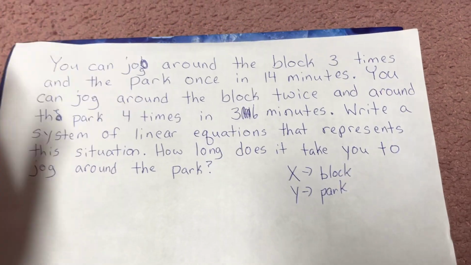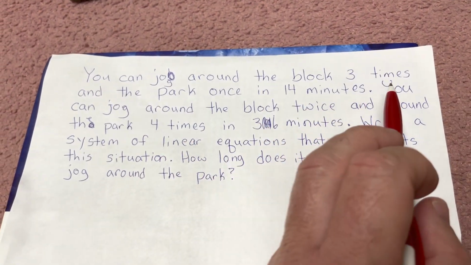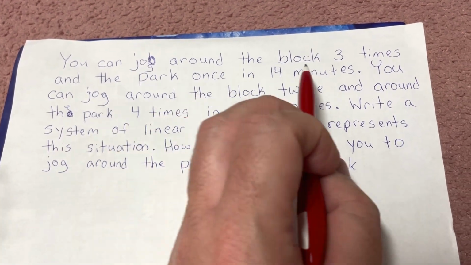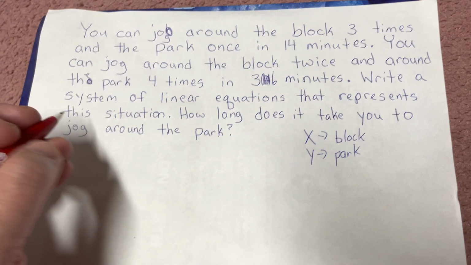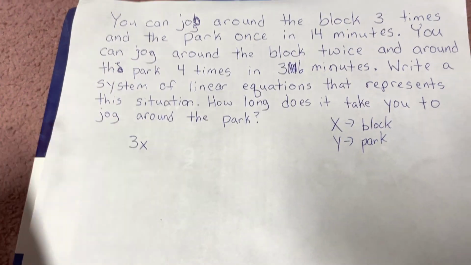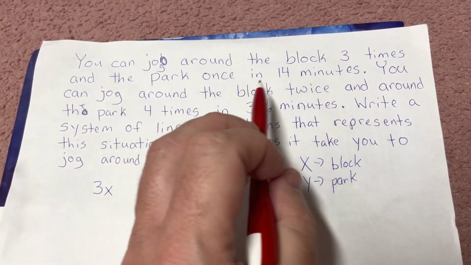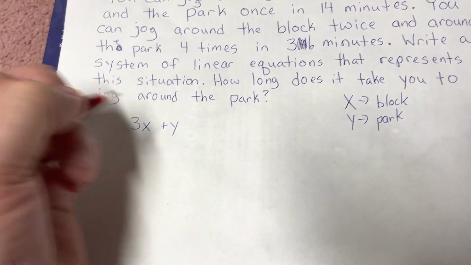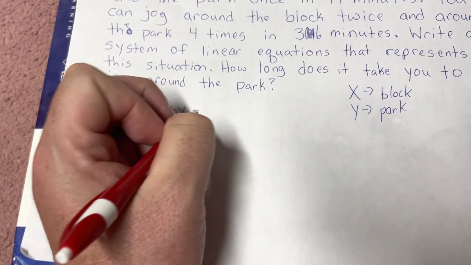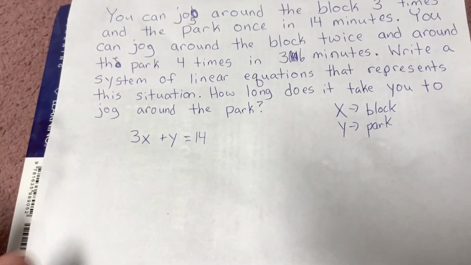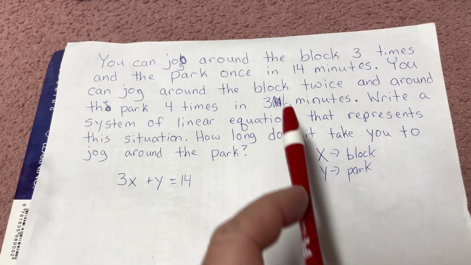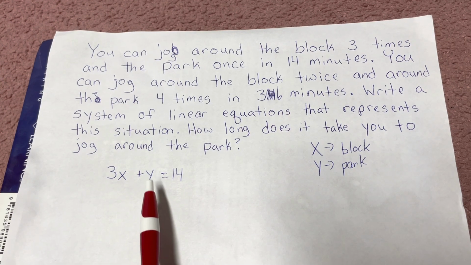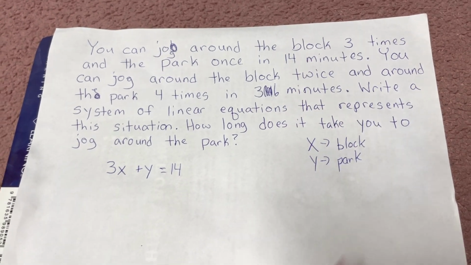Okay? It says you can jog around the block 3 times and the park once in 14 minutes. That means if I'm going around the block 3 times and the block is X, that's going to be 3X. Around the park once, that's going to be plus the time it takes to run around the park. That equals 14. So 3 times around the block, that's 3X, plus 1 time around the park, that's Y. That added together equals 14 minutes.